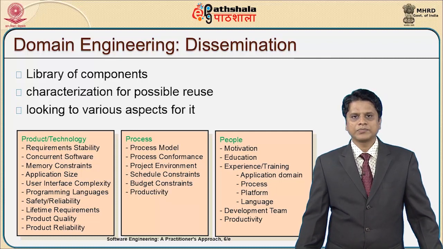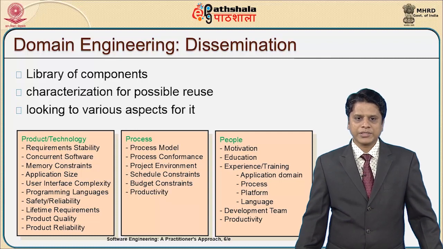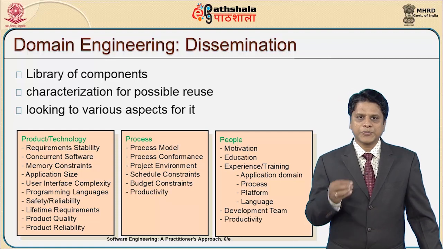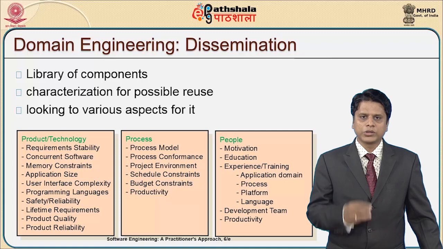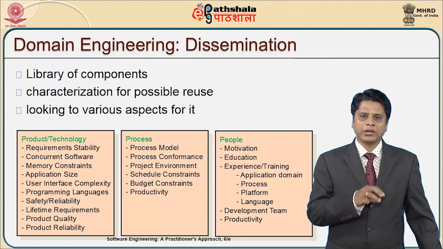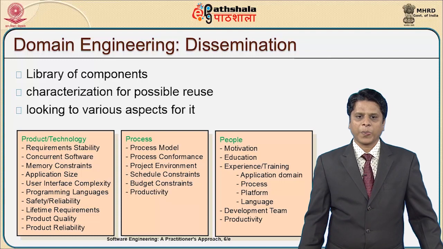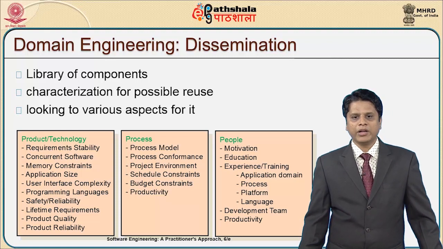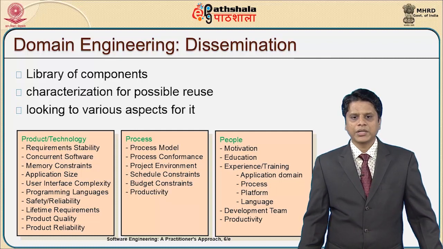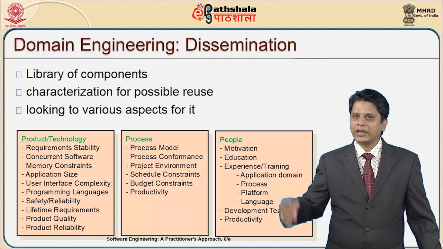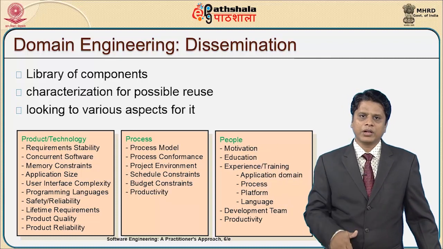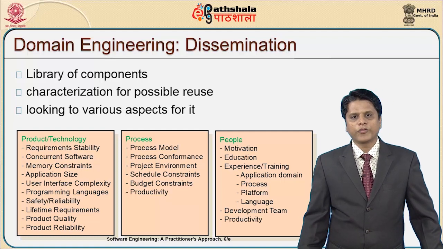Whereas for processes, we look at the process model, process conformance, project environment, schedule constraints, budget constraints and productivity. So any specific component that you think can be reused can be taken out directly from the previously existing software. And finally, we look for the people who are highly motivated for what sort of application, whether it could be for an education domain or an experiential or training domain, application domain, process, platform, language, and looking at the complete development team, we can directly incorporate the same team for development of different jobs, and we look for the productivity.